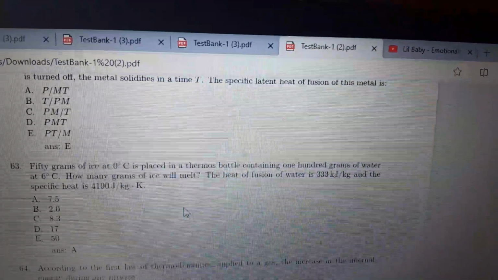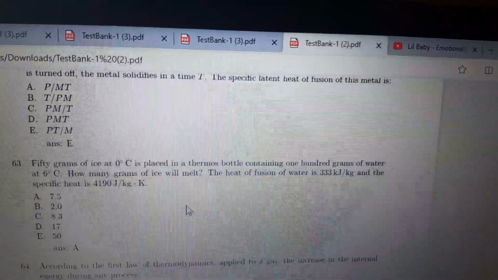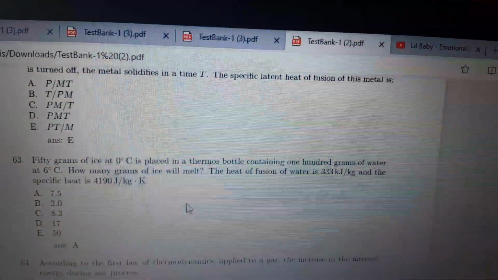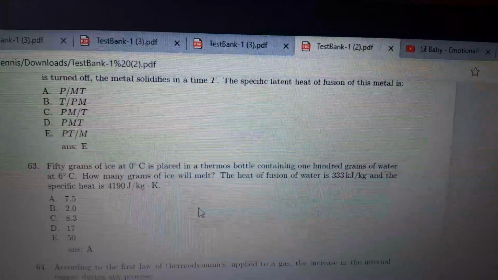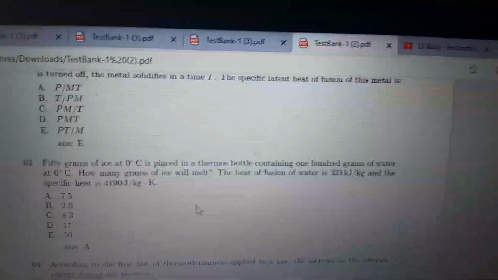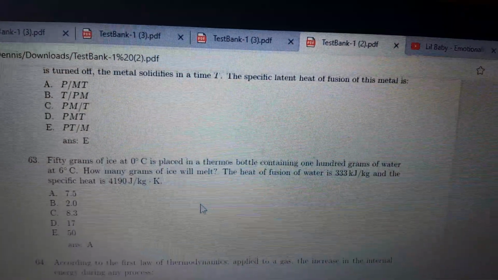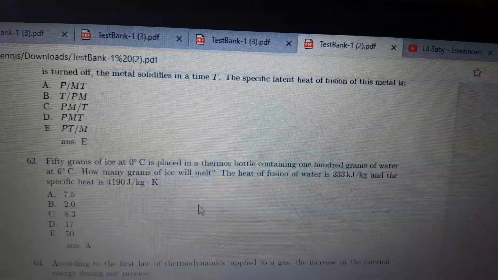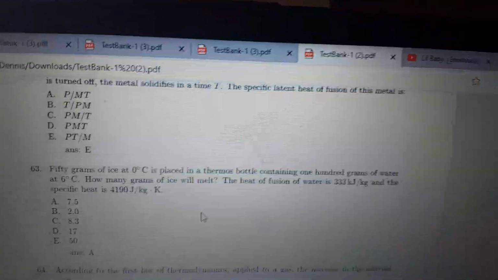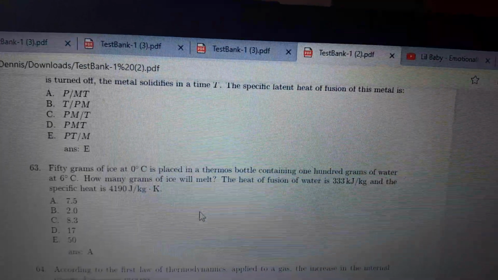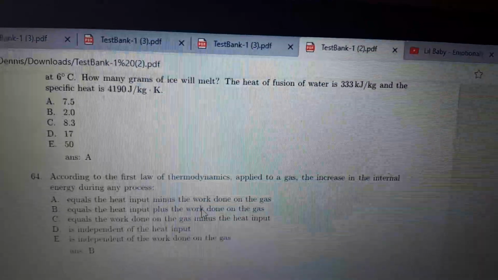50 grams of ice at 0 degrees Celsius is placed in a thermos bottle containing 100 grams of water at 6 degrees Celsius. How many grams of ice will melt? The heat of fusion of water is 333 kilojoules per kg and the specific heat is 4190 joules per kg K. Therefore, A, which is 7.5, is the correct answer.